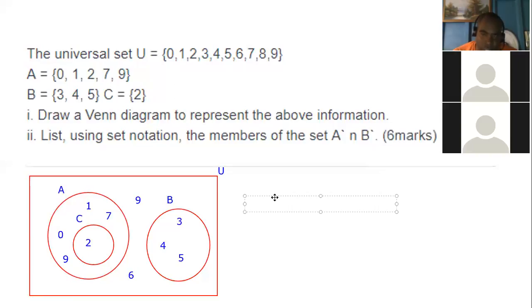Use the message on Edmodo and send it to me. Okay. Yeah, send the diagrams to me.